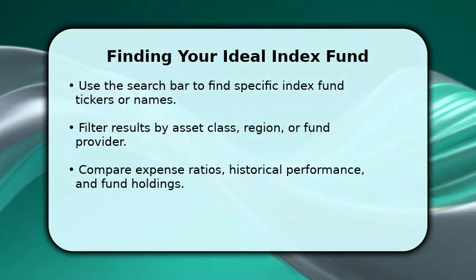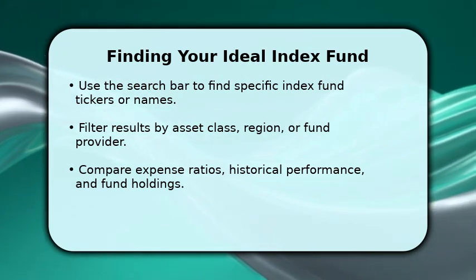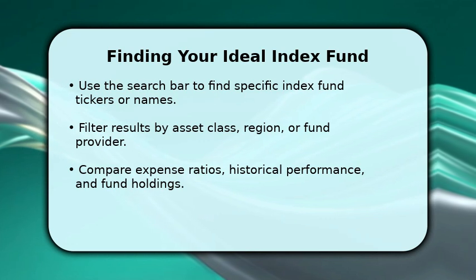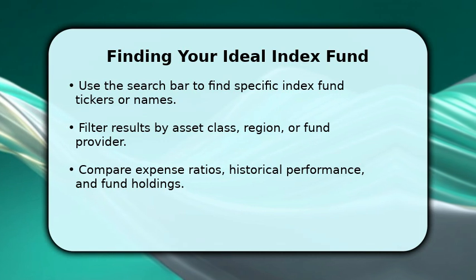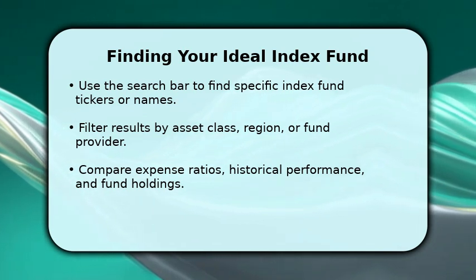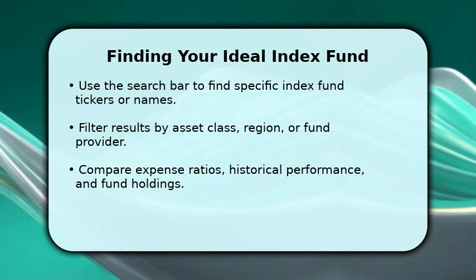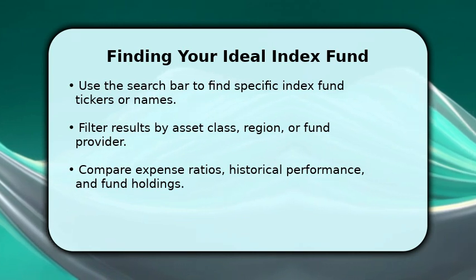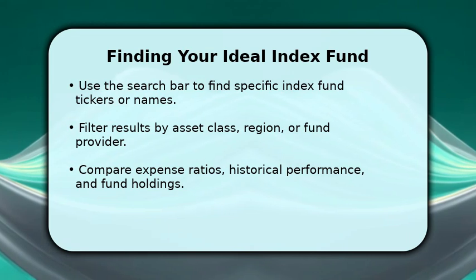Once in the order entry window, use the search bar to find your desired index fund. You can search by ticker symbol, like SPY for an S&P 500 ETF, or by the fund's name. Interactive Brokers offers robust filtering options to narrow down your choices based on asset class, geographic focus, or even the fund's issuer. Pay close attention to the expense ratio, which can significantly impact your long-term returns.